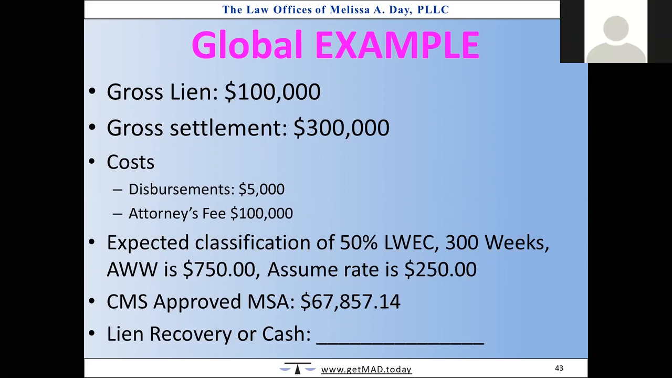Let's also assume that there's a CMS approved MSA for future medical of $67,857.14. What amount should you be willing to accept as a lien recovery, as a reduced lien, or as a cash payment? In other words, wipe out your entire lien and contribute additional cash in order to settle this example as a Section 32.